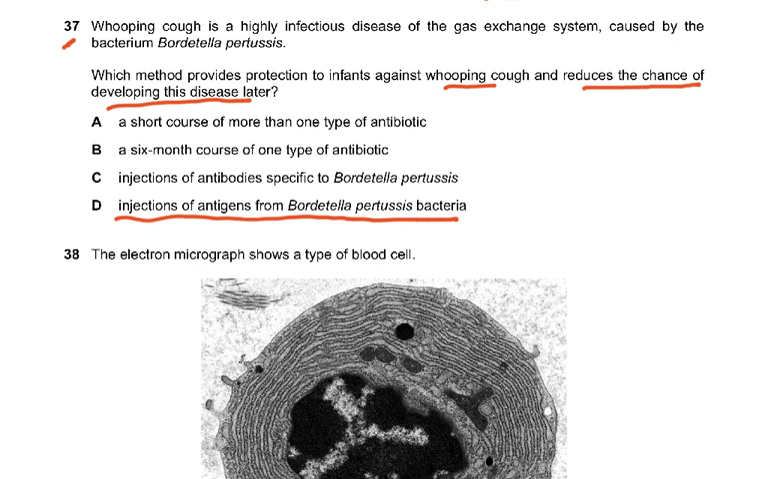Which method provides protection to infants? The other things are all wrong. A short course of antibiotic. Well, no, it's not going to protect them. We're going to give them antibiotics when they get the disease. A 6-month course of one type of antibiotic. Why would you do that? Antibiotics are not very good for you. You should not give them to people indiscriminately without any reason. Injection of antibodies. How do we know they have the infection that we're going to give them antibodies, and you don't make it when we don't have antibodies against these?